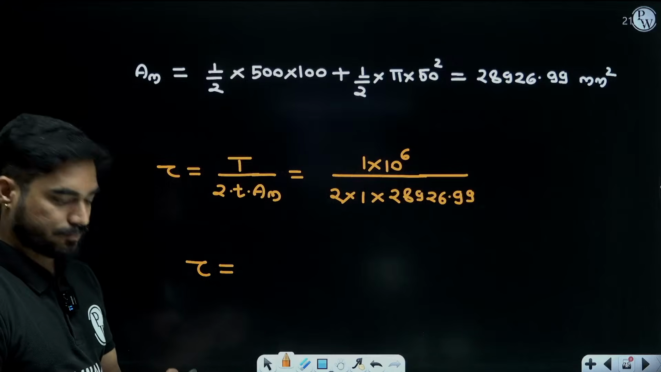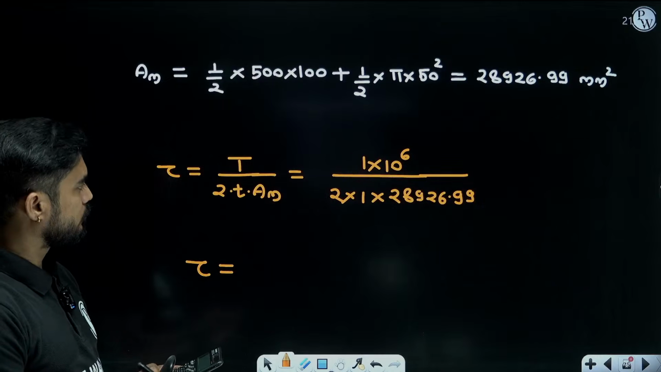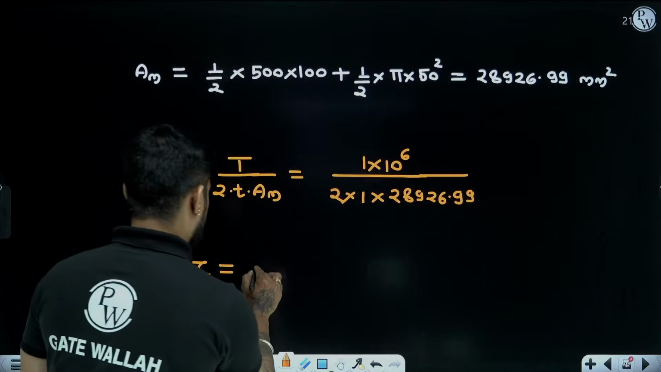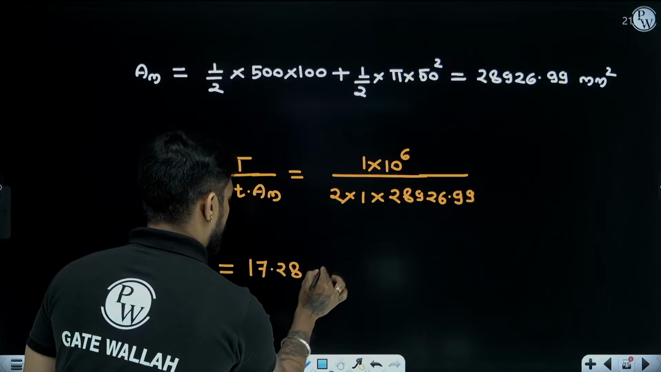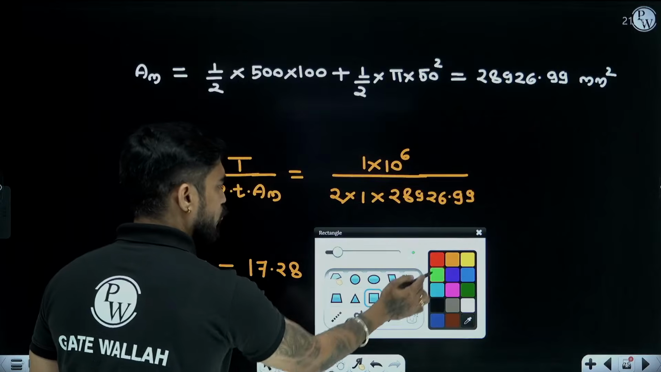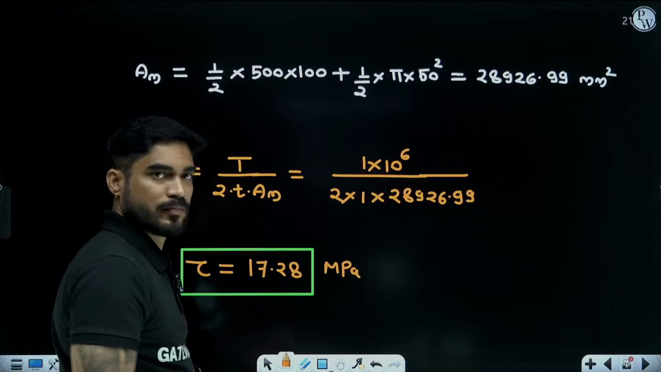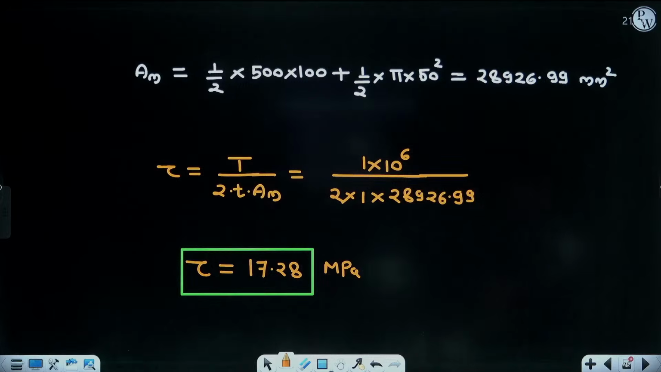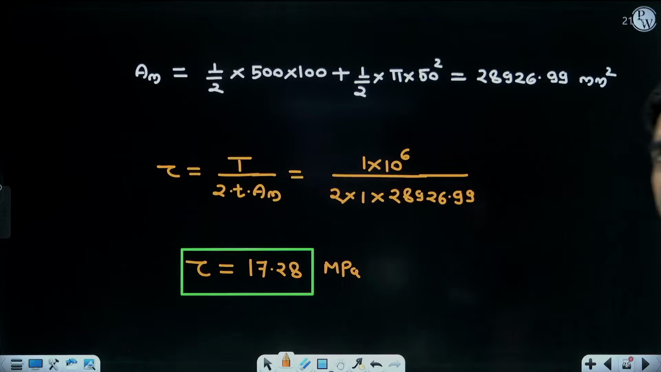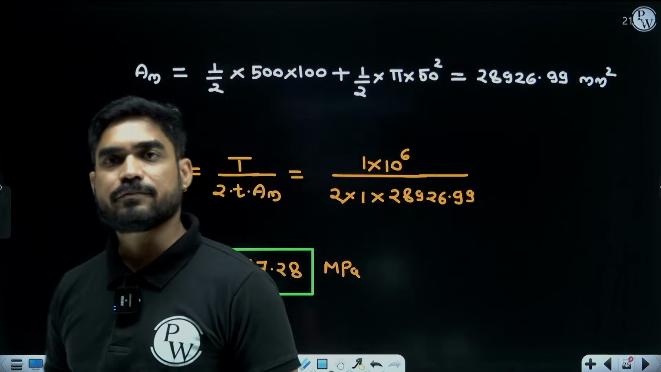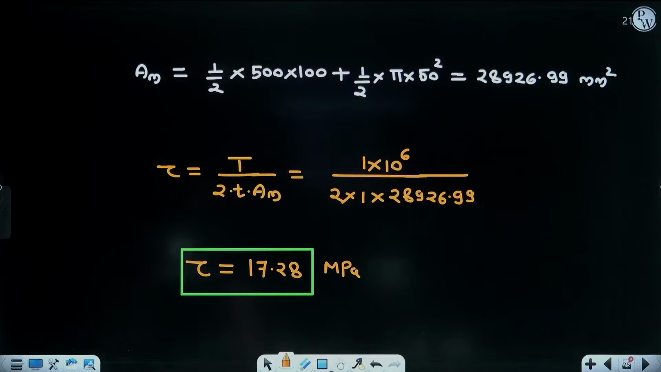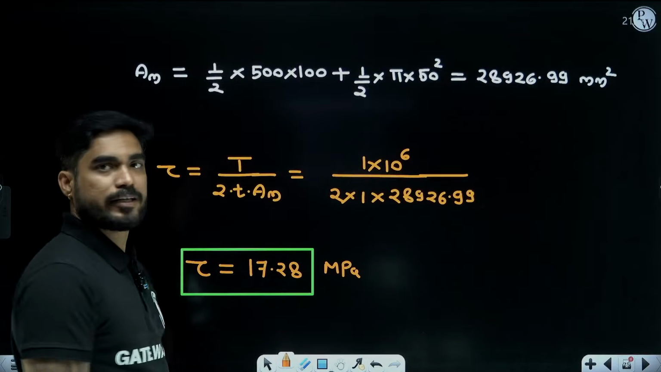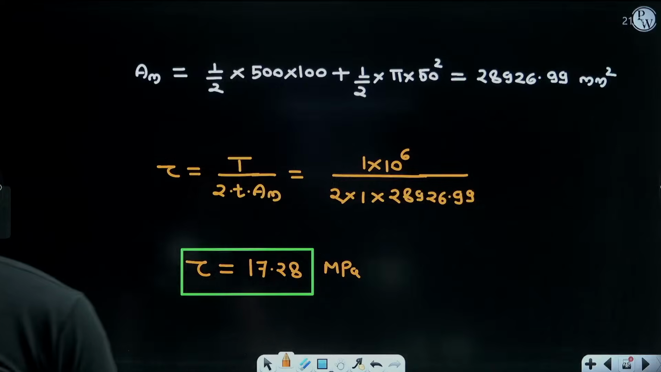So you are going to get the shear stress. How much is it? 17.28 megapascal. If you want, you can check with the answers also given by the official GATE website. You'll get the same answer. 17.28 megapascal. Very good, Supriya. So this is the shear stress in the entire cross section, 17.28 megapascal.